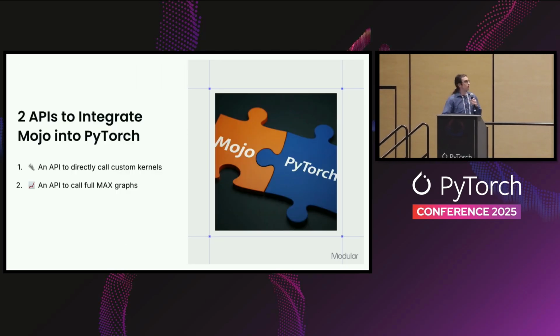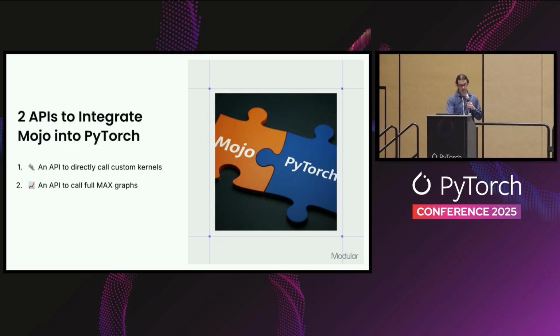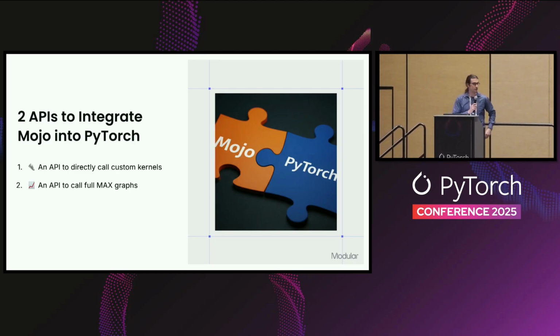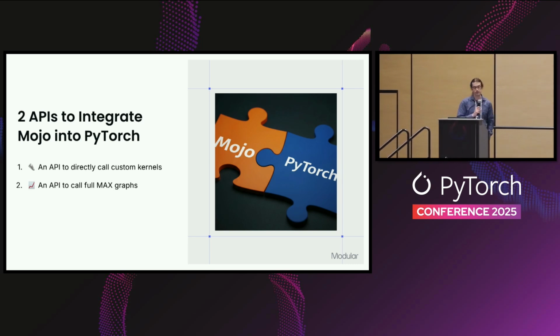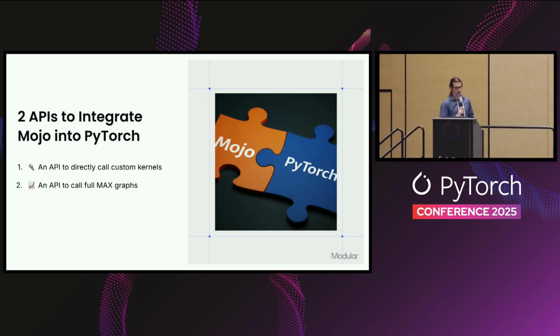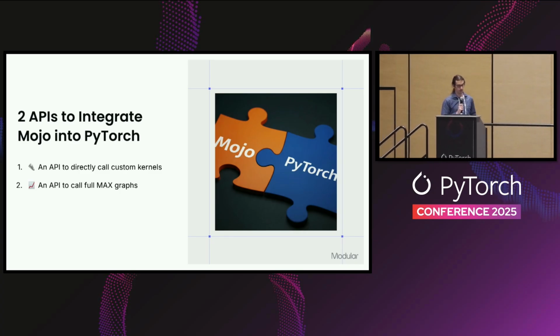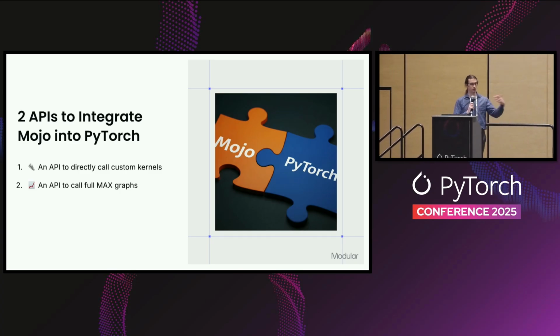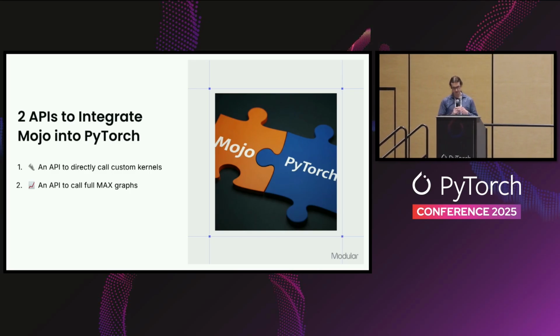So okay, that has been all Mojo code. This is obviously a PyTorch conference, so let's talk about Python for a little bit. I'm going to show two APIs here for integrating Mojo into PyTorch. One is an API to directly call custom kernels, and the other is an API to call larger MAX graphs for when you start collecting a large number of kernels.